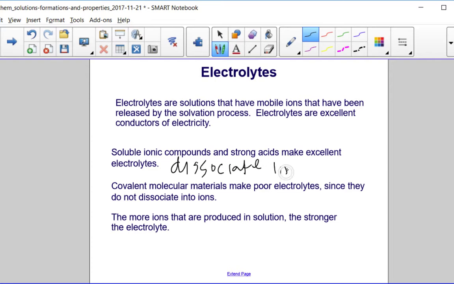into ions completely, right? Completely into positives and negatives. Covalent molecular materials make poor electrolytes because they do not dissociate into ions. So the sugar example that we just saw is a good example. The more ions that are produced in solution, the stronger the electrolyte.